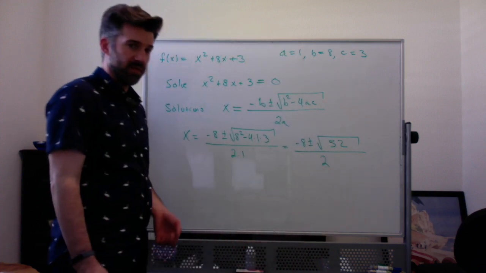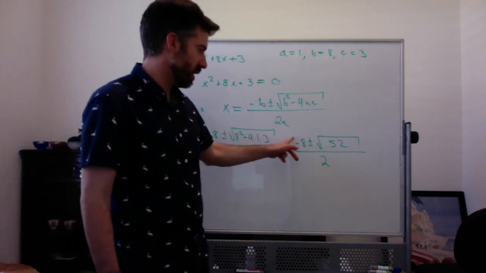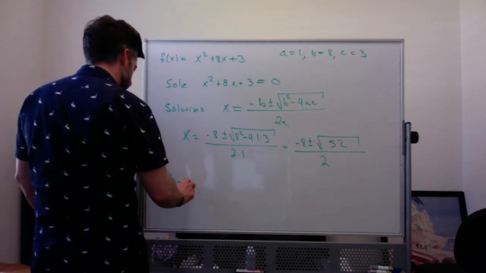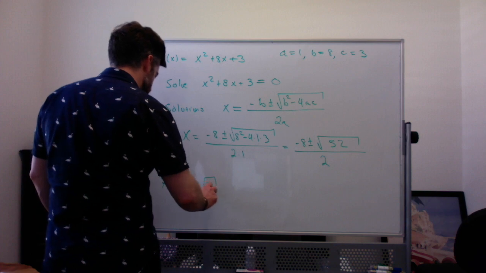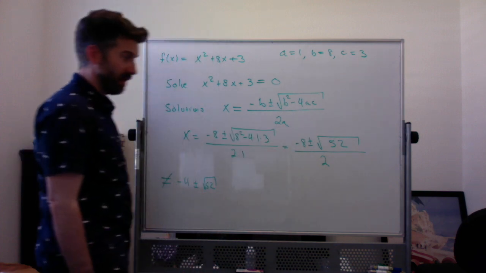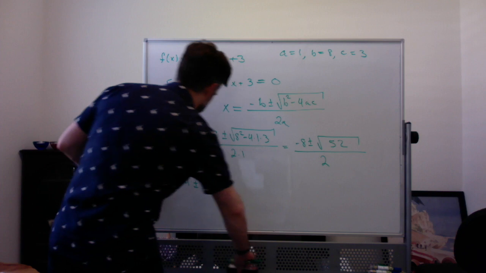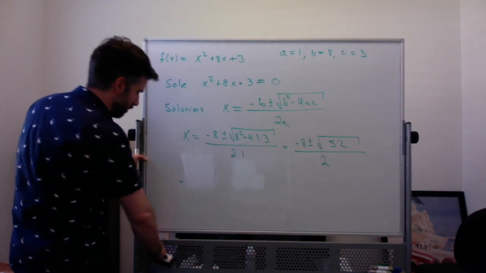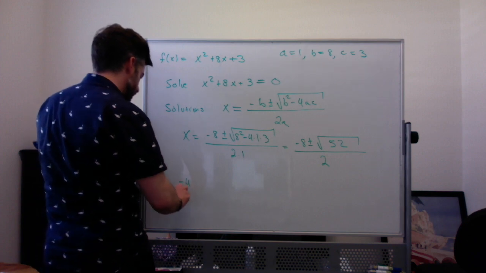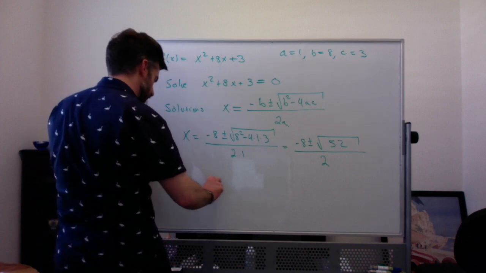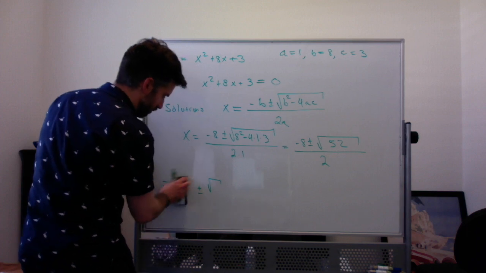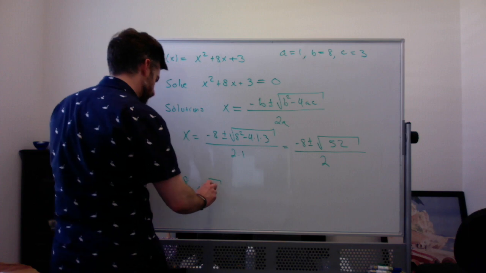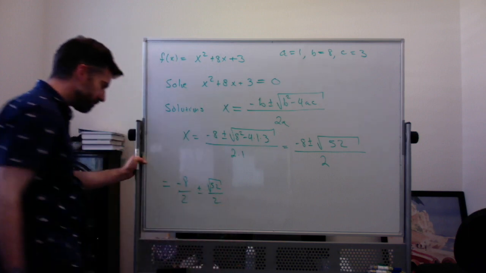Now be careful. I've definitely seen people make the mistake of saying, oh, negative 8 divided by 2 is negative 4. This is not equal to negative 4 plus or minus the square root of 52. Each of these pieces gets divided by 2. So what you could do if you really wanted to is break it up right now. Negative 8 divided by 2 plus or minus the square root of 52 divided by 2.